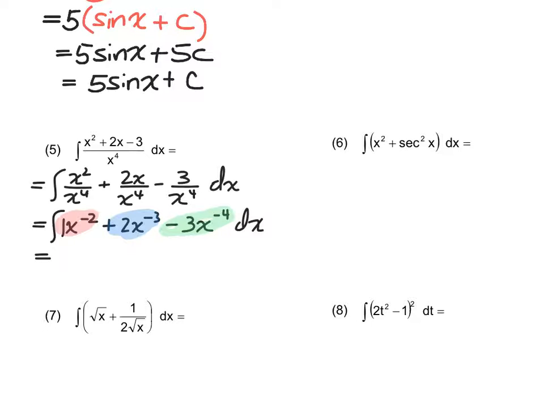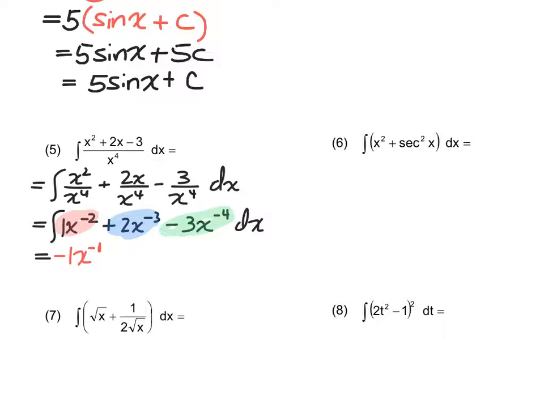All right, so increase the exponent by 1, -2 becomes -1. Divide 1 by -1, you get a -1 x to the negative first. Now, I don't have to write the plus c here because I know that ultimately all my plus c's are going to come together to make 1 plus c at the end.